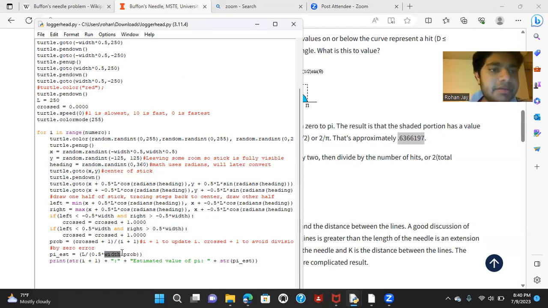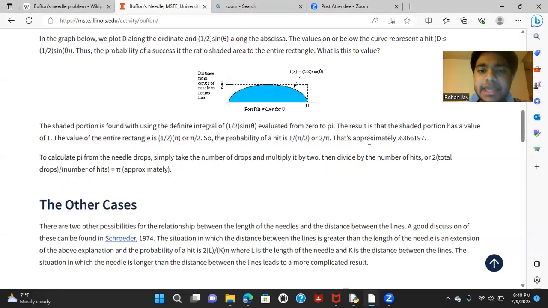Width, because we set this, so we're doing a different length for the needle. But that's how we get pi, and this is the proof.